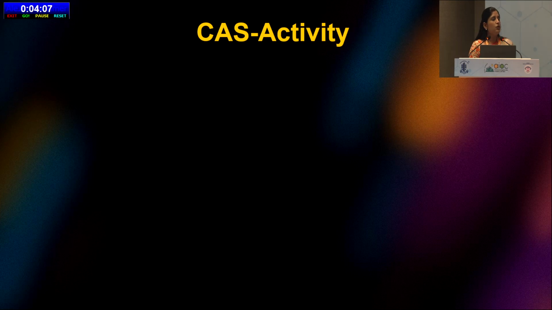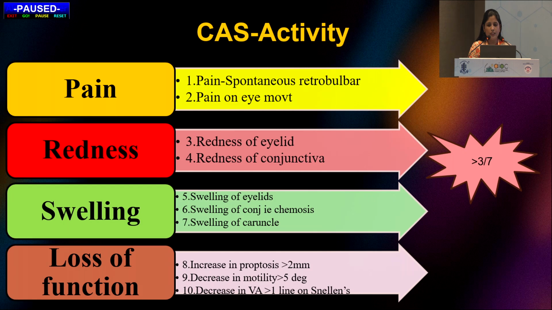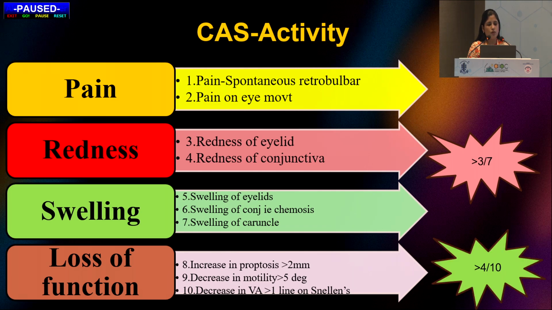So then to know the activity, we have the widely accepted clinical activity score, which was published by Mourits et al. in 1989, which has 4 parameters. On the first visit, we assess pain, redness and swelling on a total score of 7, and a score of more than 3 by 7 would denote active disease. And at subsequent follow-up visits, we also assess the loss of function. So a total score of 10, wherein a score of more than 4 by 10 denotes active disease.